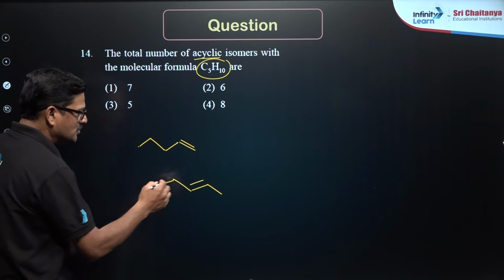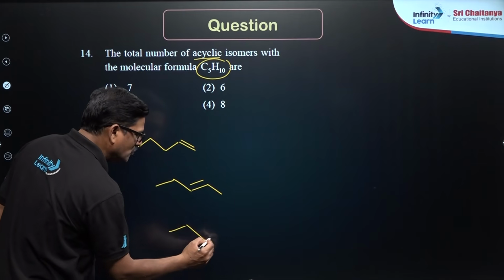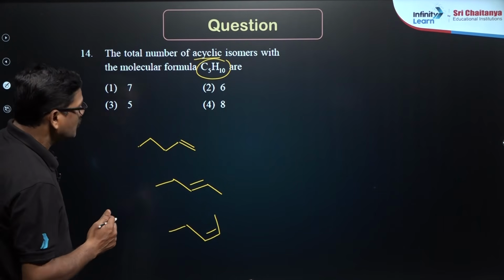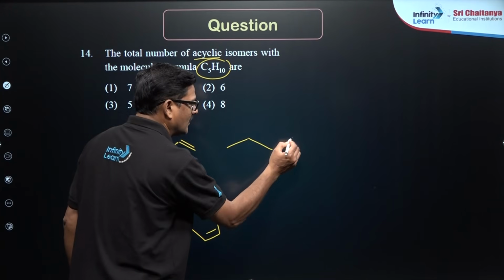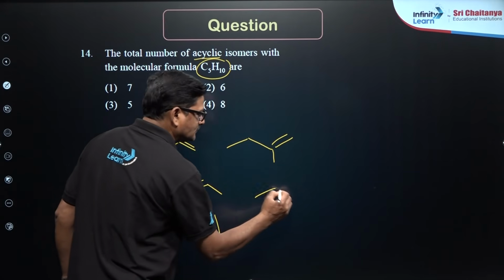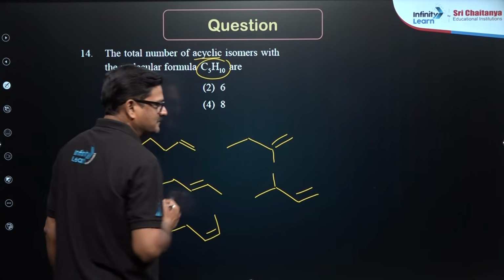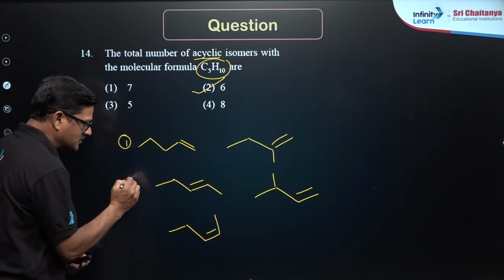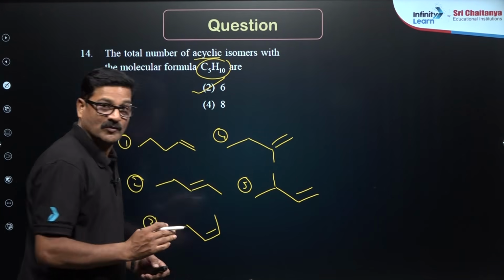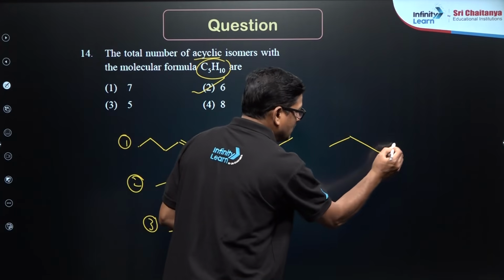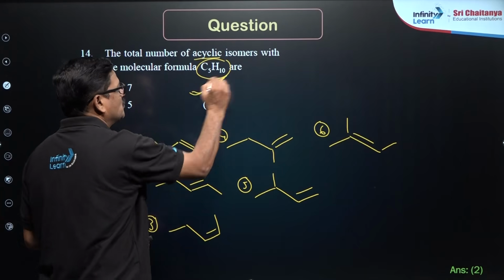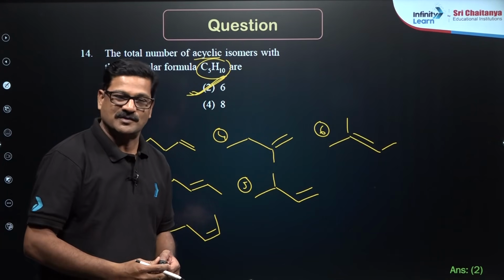One pentene, 2 pentene, and this 2 pentene can have cis trans isomers, and you cannot have 3 pentene. So this is the 4, this is going to be 5, and this is the structure 1, structure 2, structure 3, structure 4 and structure 5, and the structure 6 comes to be like this, and the total 6 isomers. Option 2 is going to be the correct answer for this question.